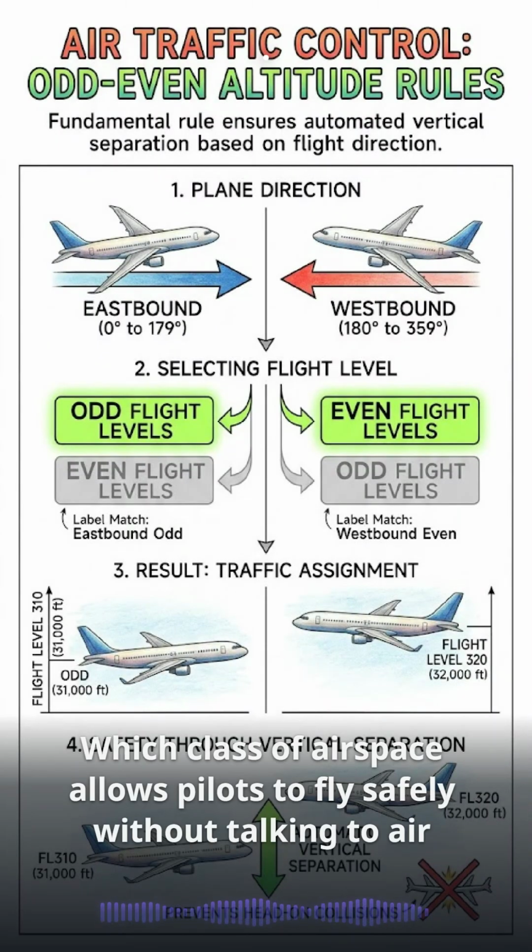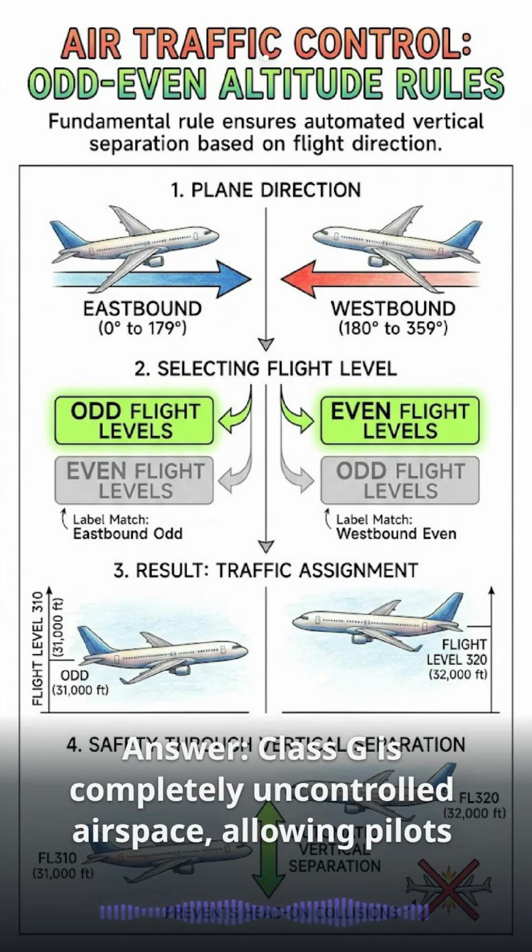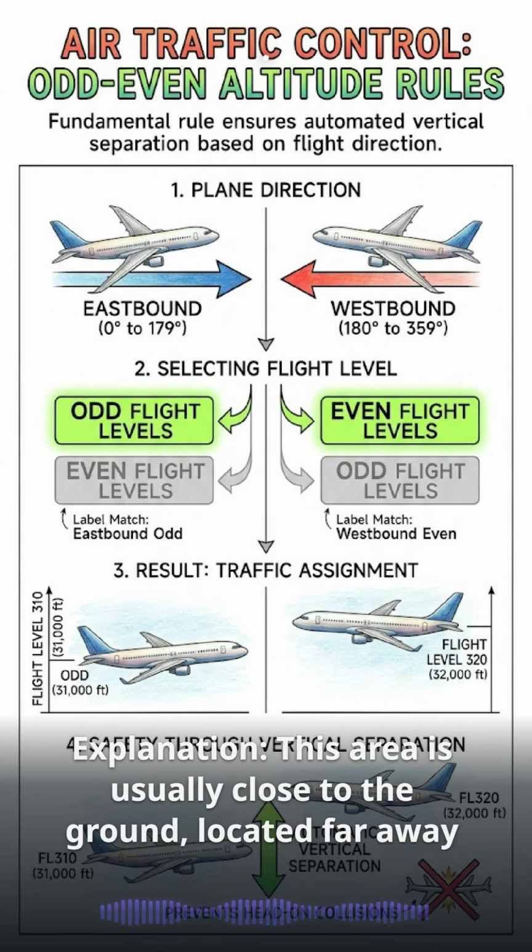11. Which class of airspace allows pilots to fly safely without talking to air traffic control facilities? Class G is completely uncontrolled airspace, allowing pilots to fly freely without our direct voice guidance. This area is usually close to the ground, located far away from busy commercial airport traffic.